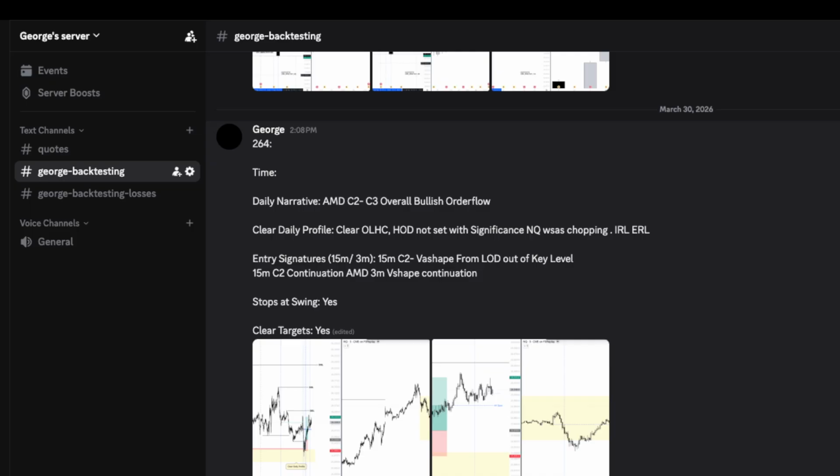Entry signatures: yes, there was a 15-minute C2 forming the lowest point of the day. Was there a V shape away from that lowest point of the day? Yes. Were we going to trade that 15-minute C2 away from it? Or no. Why? Because we need a continuation OB, because this is also the lowest point of the day. I don't take first CISDs on the lowest points of days, right? So with that being said, my stops were at the swings. Was there clear targets? Yes. So with all of that being said, that's kind of where we're at with this.